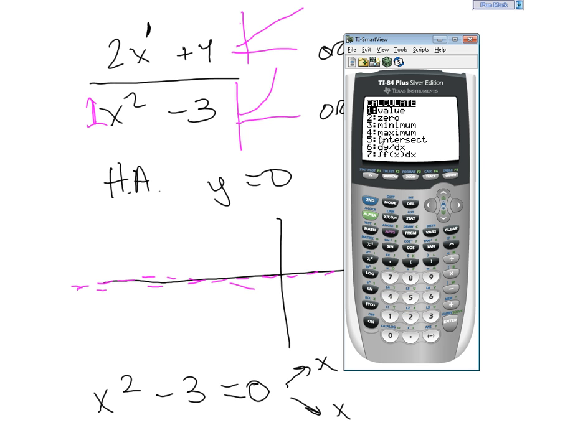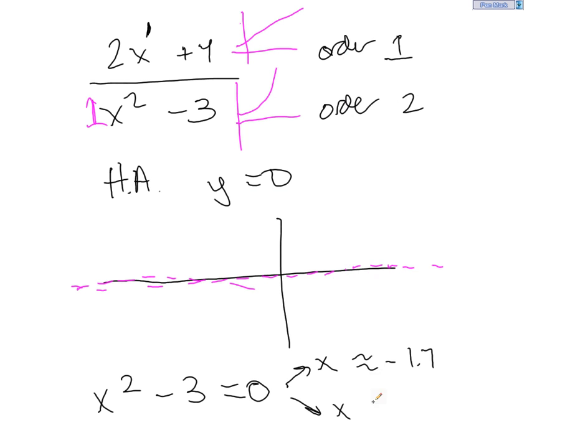well, now we have to calculate the other one, so I'm going to do an intersect, and that'll be this point over here, and that's going to be at about 1.7. So at negative 1.7 and positive 1.7, I'm going to have asymptotes. And these are of the form x equals, since that's the value that will make the denominator undefined, and x equals.